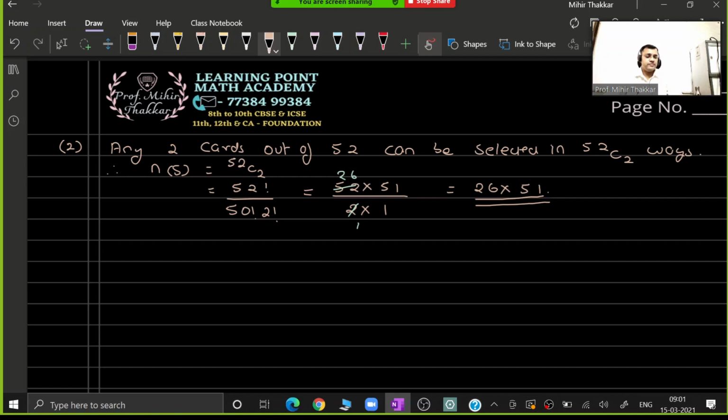Do not multiply this, because when we are solving our probability, it is always n of a upon n of s. So some element of n of a will get cancelled off with either 26 or 51. So the calculation will become a little bit simpler when we are doing the cancellation and calculation. So leave it, and then further when we are solving our probabilities, we will see if something gets cancelled, we will do that. If nothing gets cancelled, then we can even multiply at that time also.